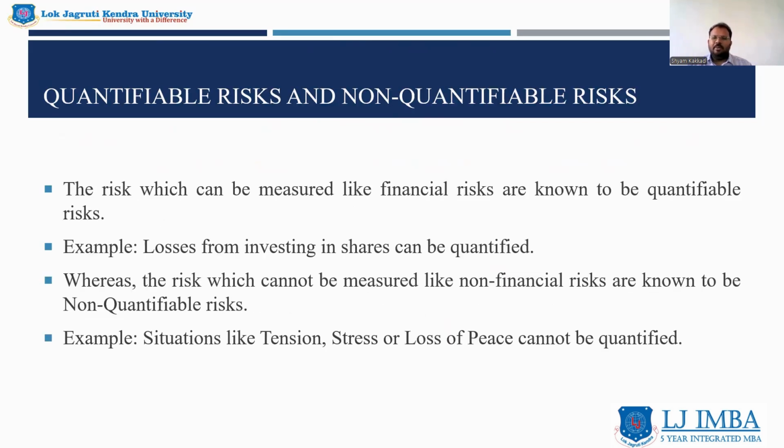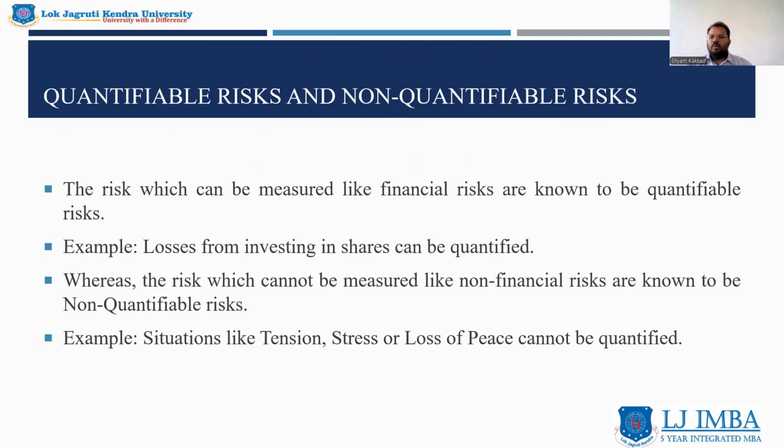Then there are quantifiable risk and non-quantifiable risk. As the name would suggest, quantifiable risks are risks that can be quantified, which can be given a number or which can be estimated. Although the accuracy of estimation might vary, there is some figure or number that can be attached to the same. Financial risks are usually quantifiable risks.